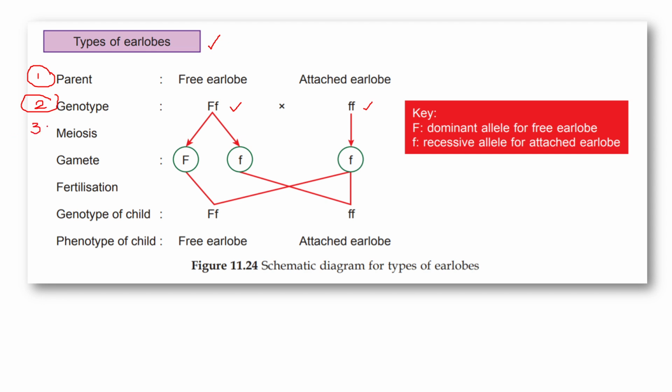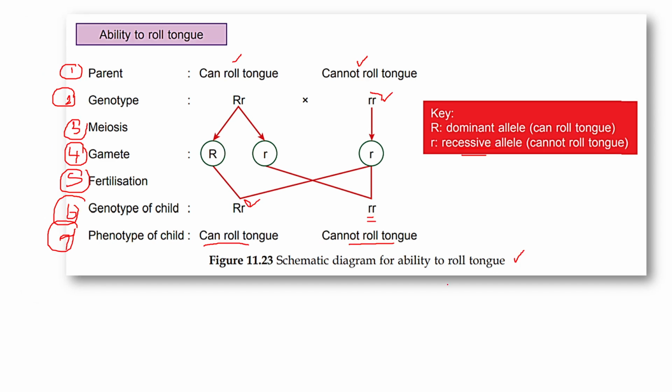Meiosis takes place to form gametes. Then comes random fertilization. Next is the genotype of the child, followed by the phenotype of the child. So you can see this is how we show the schematic diagram for the types of earlobes. Compare these two.